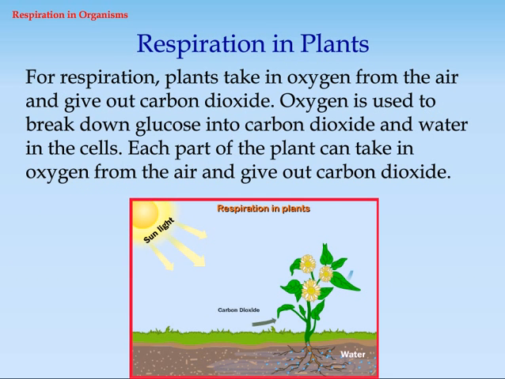Respiration in plants. For respiration, plants take in oxygen from the air and give out carbon dioxide. Oxygen is used to break down glucose into carbon dioxide and water in the cells. Each part of the plant can take in oxygen from the air and give out carbon dioxide.